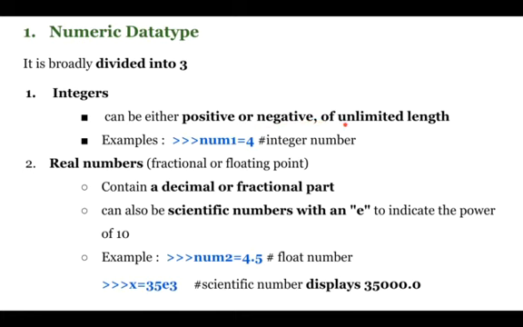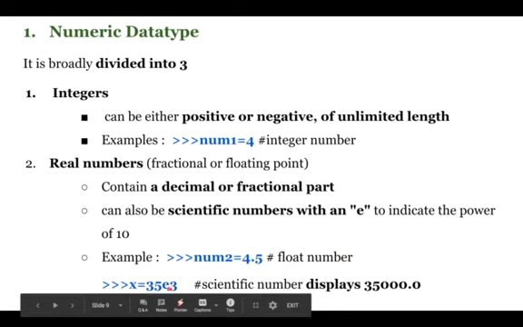It is of unlimited length. The example for this is num1 is equal to 4, which is an integer number. Next is real numbers. Real numbers, otherwise called fractional numbers or floating point numbers, contain a decimal or fractional part. It can also be a scientific number with an E. For mentioning the scientific numbers, you have to use E in it. E indicates the power of 10 here. Example is given for both cases.